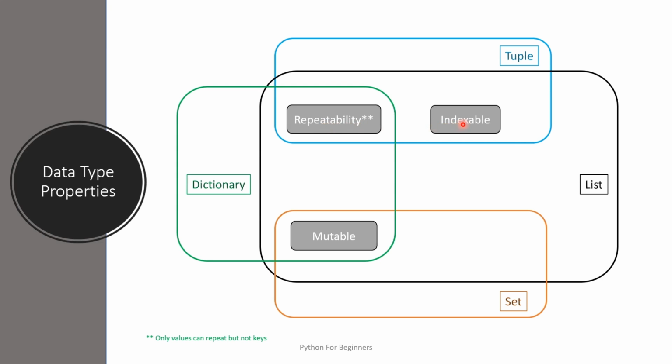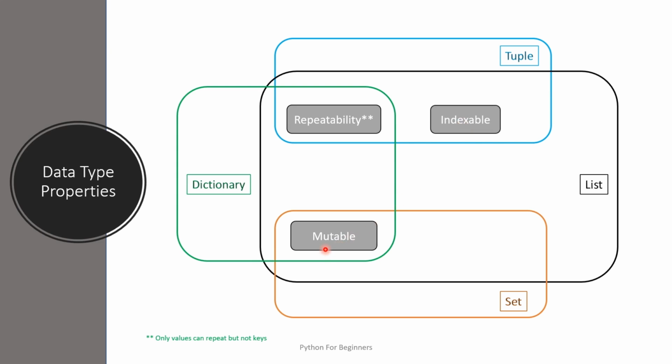The second important property is indexability. That means, can we access an individual element of that particular container by its sequence or by its order? Or in simple words, does that container provide sequencing or ordering of elements? So when elements are stored into a data type, are they stored in a sequential manner or not?